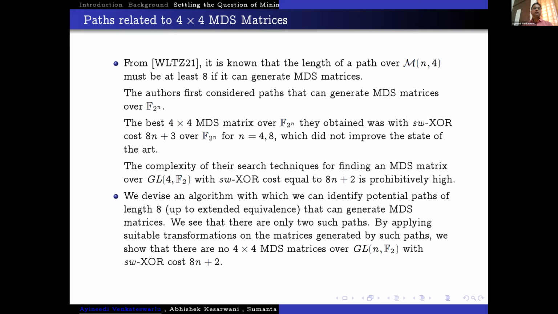What we do in this work is we present an algorithm to identify potential paths of length 8 that can generate MDS matrices. As discussed, it is enough to test only representative paths of the extended equivalence classes. So we see that finally there are only 2 such paths up to extended equivalence class that can generate MDS matrices. By applying some transformations, we see that even with these 2 paths we cannot generate 4 by 4 block matrices having cost 8n plus 2.